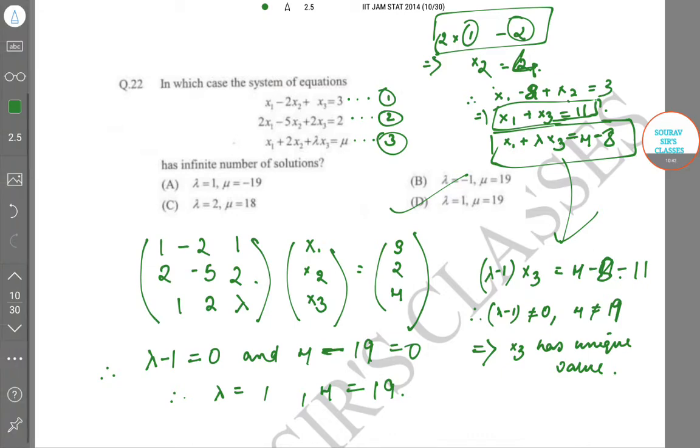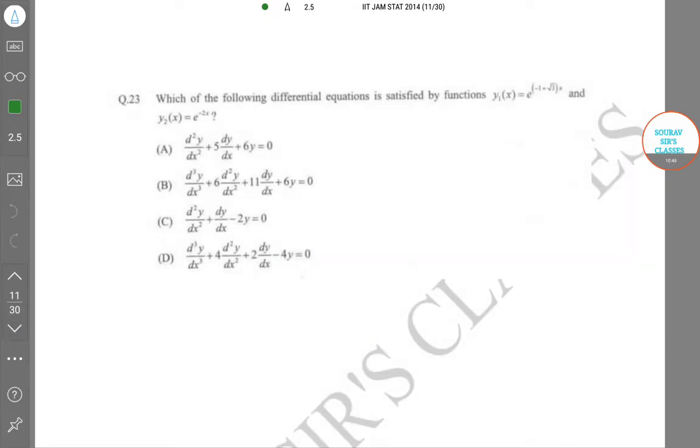We move on to the next problem. Which of the following differential equations is satisfied by the functions y1(x) equal to e to the power (minus 1 plus root 3)x and y2(x) equal to e to the power minus 2x?